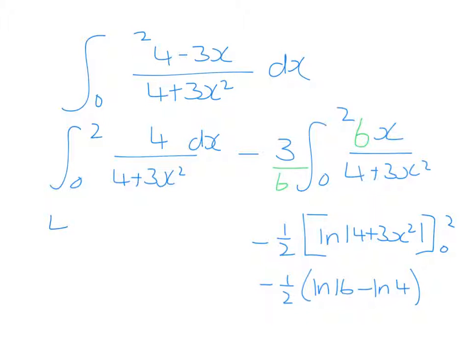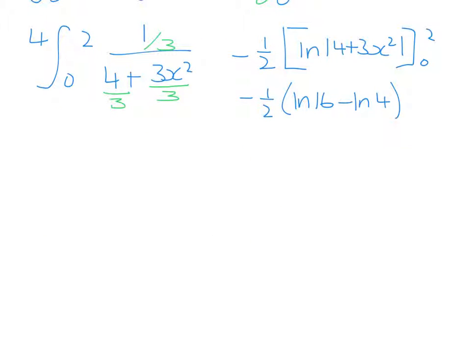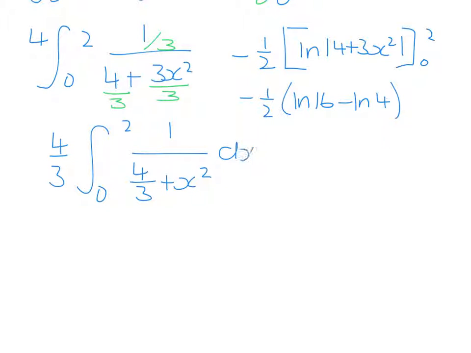With the first fraction, we'll start by taking the 4 in front of the integral sign, and then I have 1 over 4 plus 3x squared. I need this to be 1x squared, so I'm going to divide this term by 3, this term by 3, and this term by 3. This third will go in front of the integral. So I have 4/3 the integral from 0 to 2 of 1 over 4/3 plus x squared. And then we have our minus 1/2 the natural log of 4.